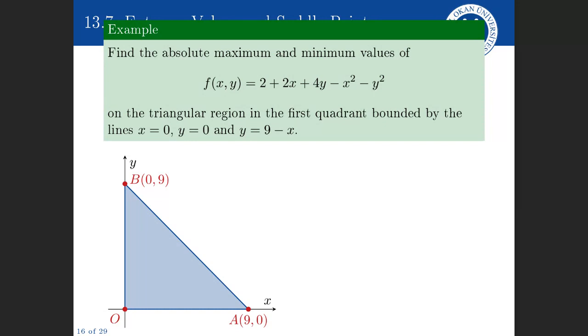Let's move on to a different type of question. Find the absolute maximum and absolute minimum values of this function on the triangular region drawn here. It's the triangle which is bounded by x is 0, y is 0, and y is equal to 9 minus x. Or to say it another way, it's the triangle with corners at the origin, at 9, 0, and at 0, 9.